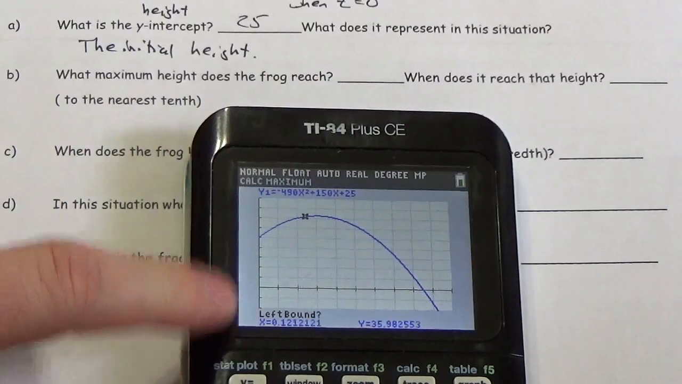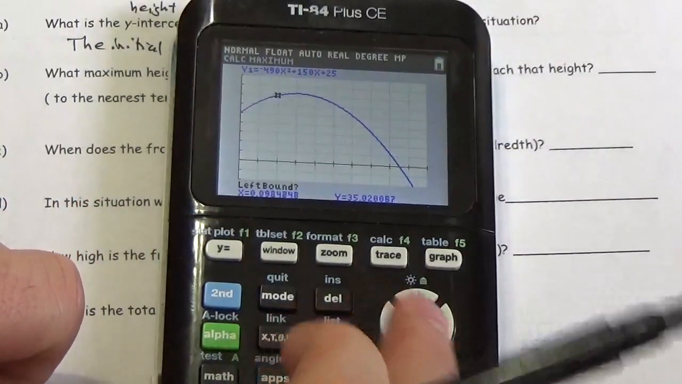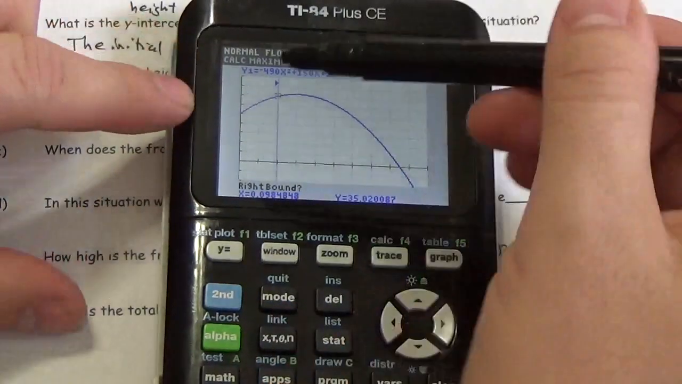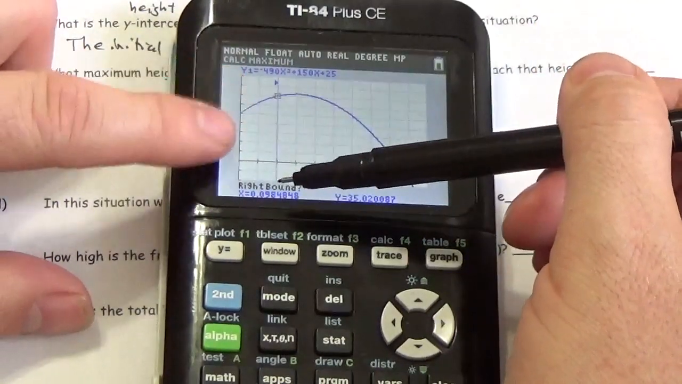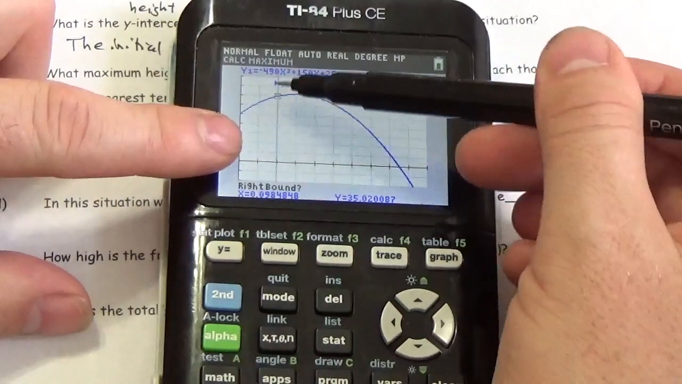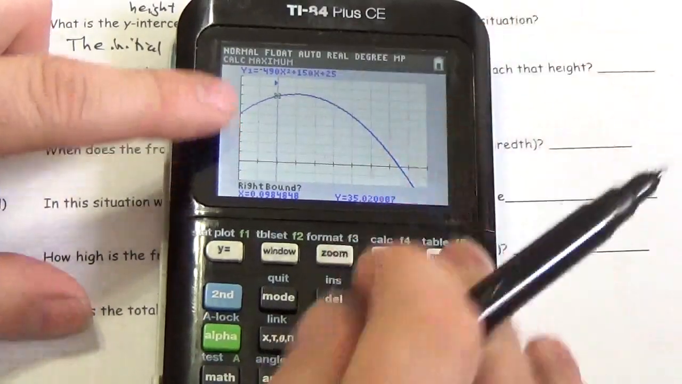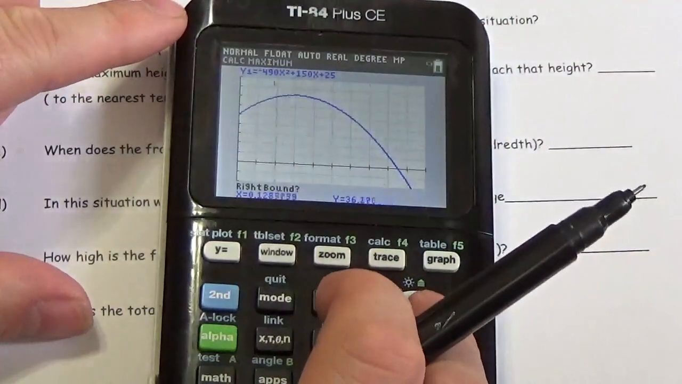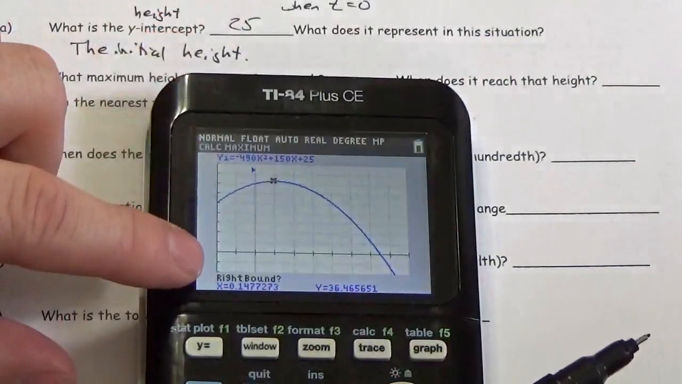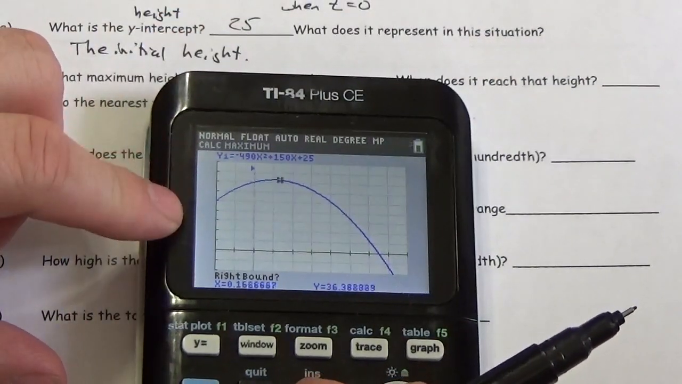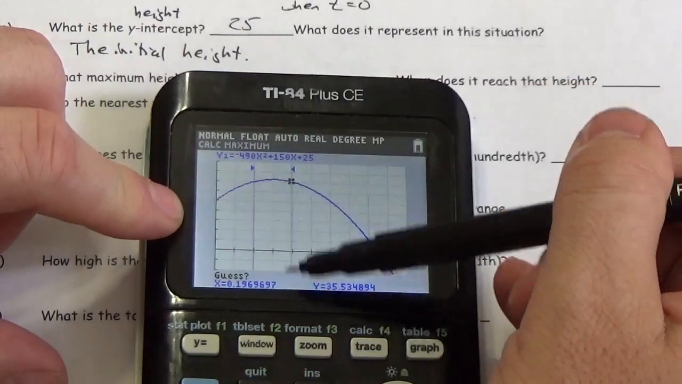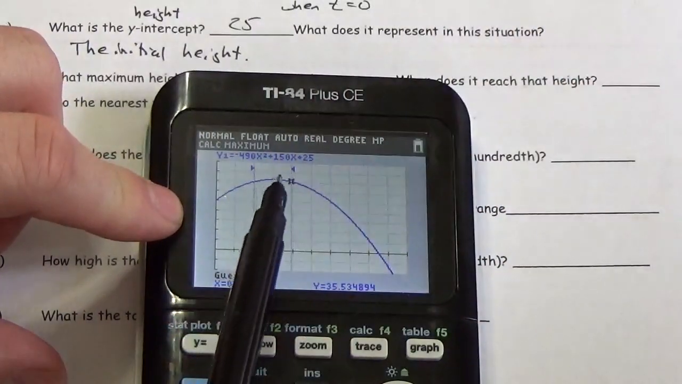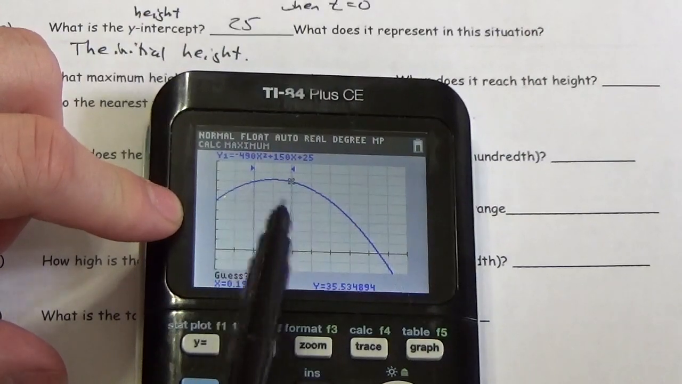So now I'm going to press my left arrow a handful of times and press enter. That puts a little boundary marker there, a little line. On this version of the calculator at least, it puts a little line there, but almost all of them put a little triangle there. Then I'm going to move back to the vertex, and it's asking me for a right bound. I'm going to press the right arrow a whole bunch of times and press enter, and that puts another little boundary marker there. The vertex has to be in between those two.